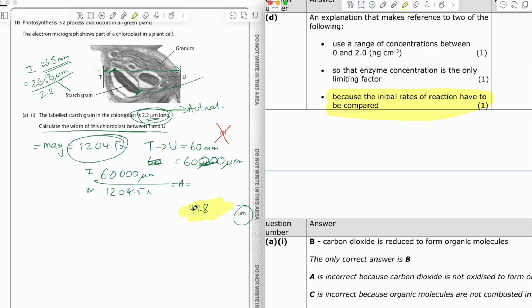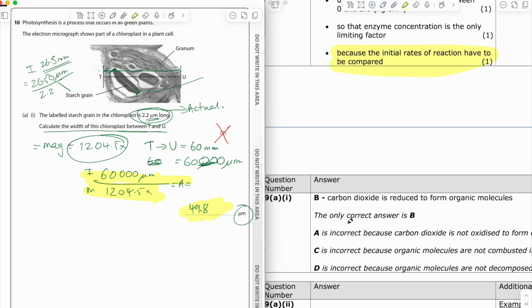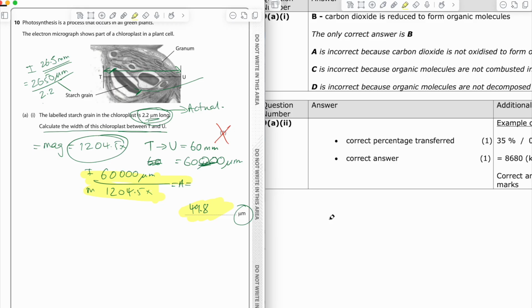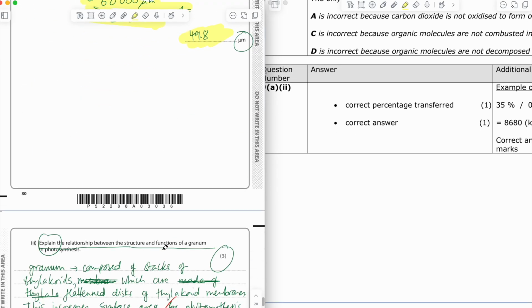I don't know what I did here. I got this part of the calculation correct, but for some reason I've either written the wrong number or I pressed the wrong buttons on the calculator, maybe missed a 0, but I have ended up with an answer that is out by a factor of 10. Maybe I should have noticed that, but actually, I don't know what's gone wrong there. I really don't. 60 millimeters becomes 60,000 micrometers. That seems all right.